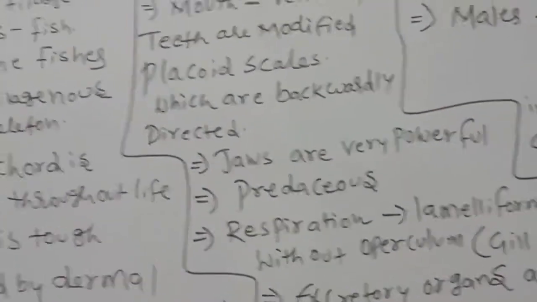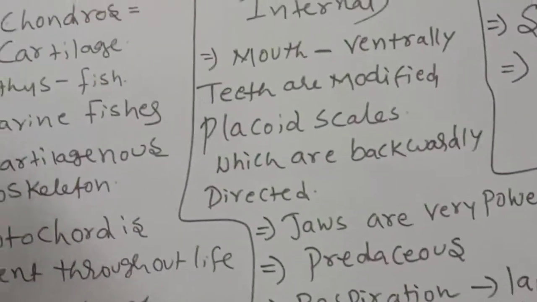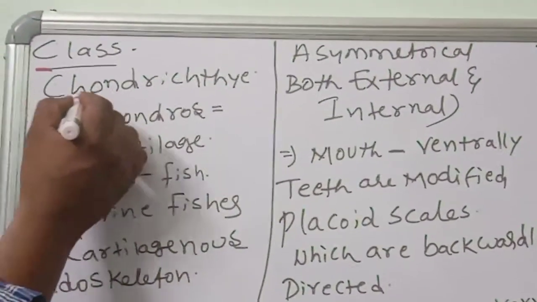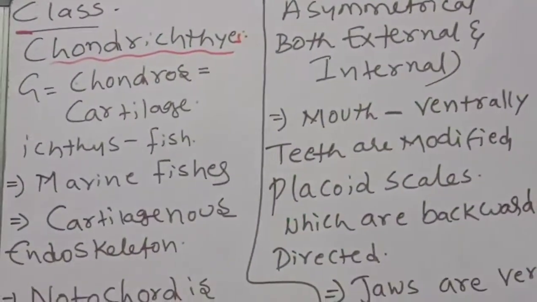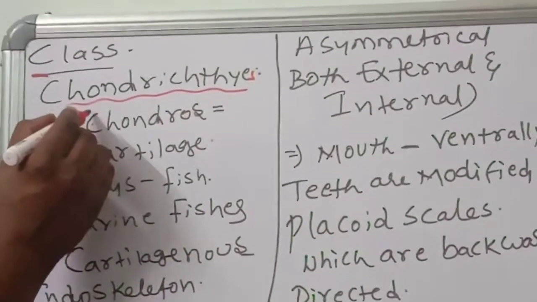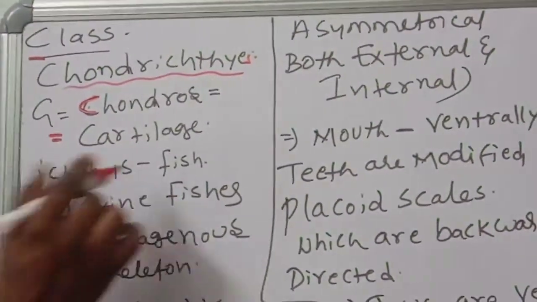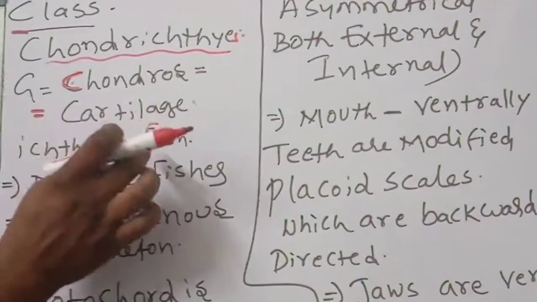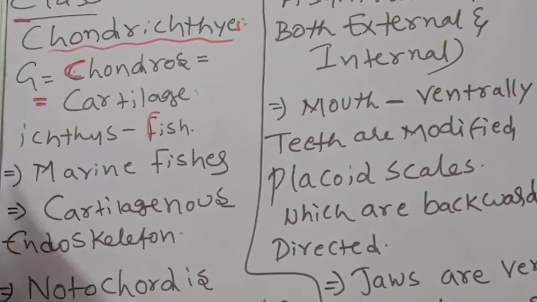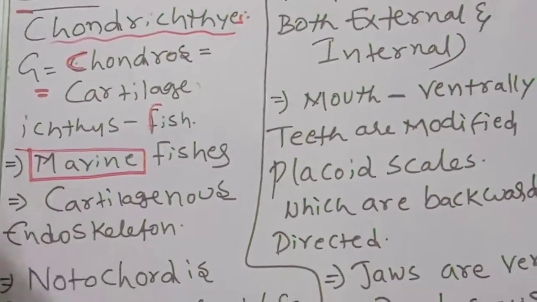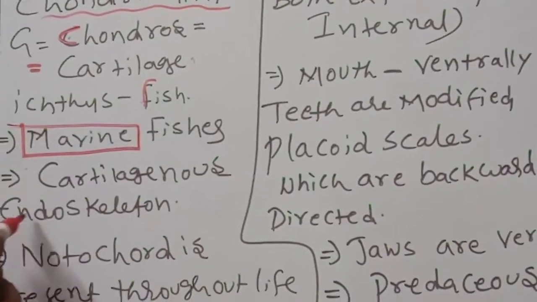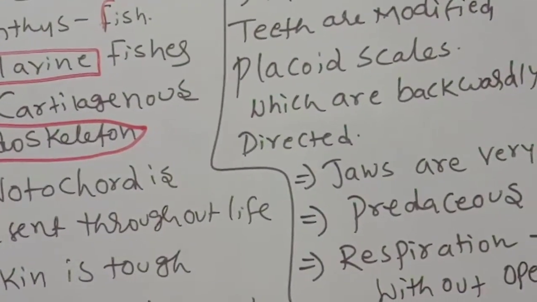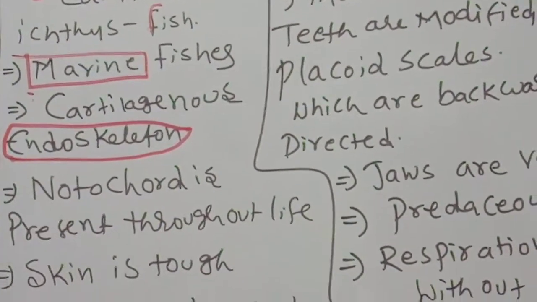Okay, children, next we are going to discuss the most important class, Chondrichthyes. What is the meaning of Chondrus? Chondrus means cartilage, and Ichthyes means fish. So, cartilaginous fishes, that's why Chondrichthyes. These are all marine, so they live in the oceans. They have a cartilaginous endoskeleton; their skeleton is inside the body, made of cartilage.